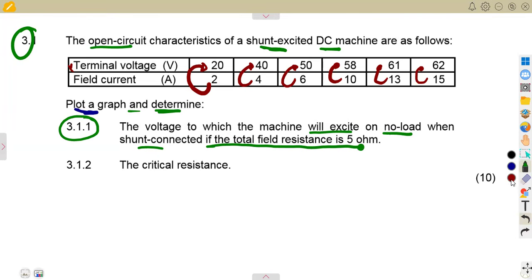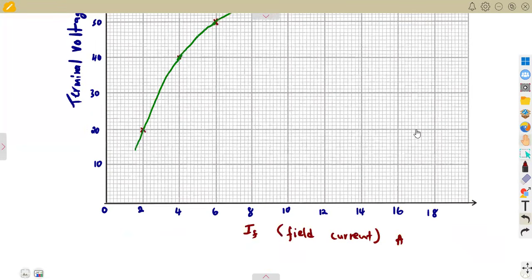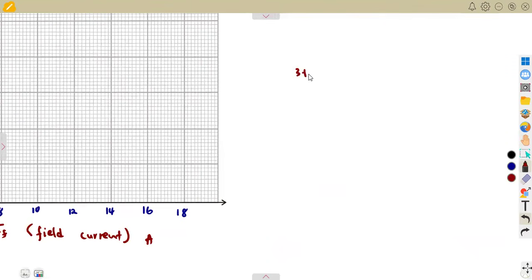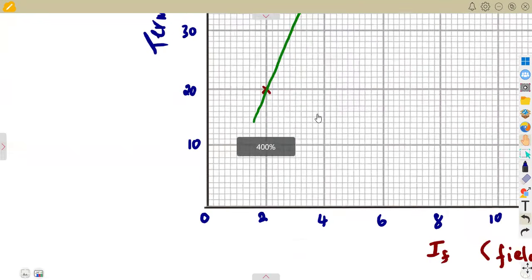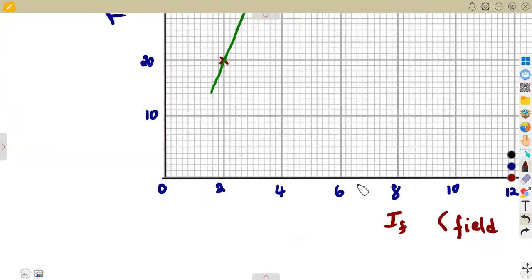So this is what you're going to do. You have got the resistance, which is 5 ohms, which is the shunt field. So this is 3.11. What we need is the open circuit voltage. At that point, we do not know, but we are given the field resistance, which is 5 ohms. And I said, this represents the slope, the change in voltage over the change in the field current. So in order for you to have 5 ohms, always, like I said, starting at 0, 0, you're going to use the slope concept, the gradient concept.